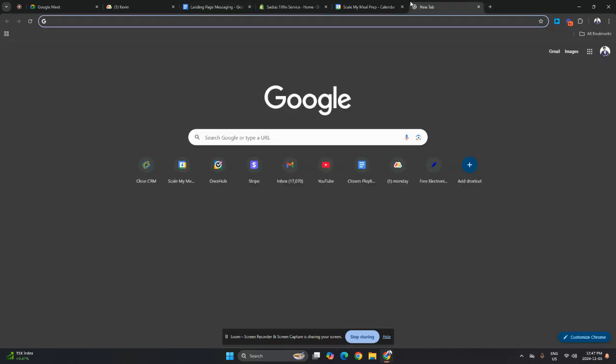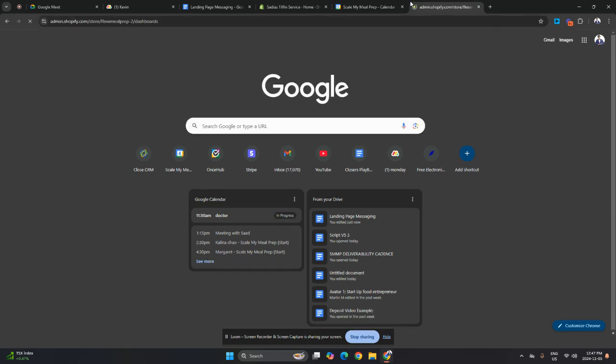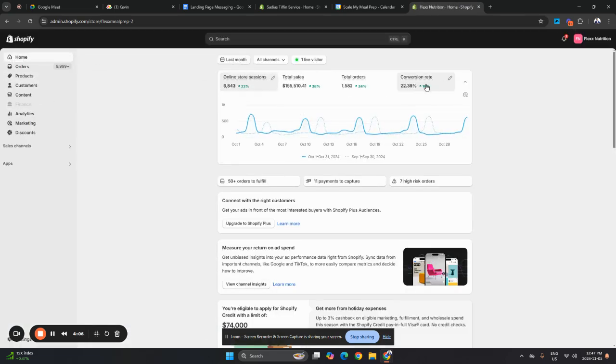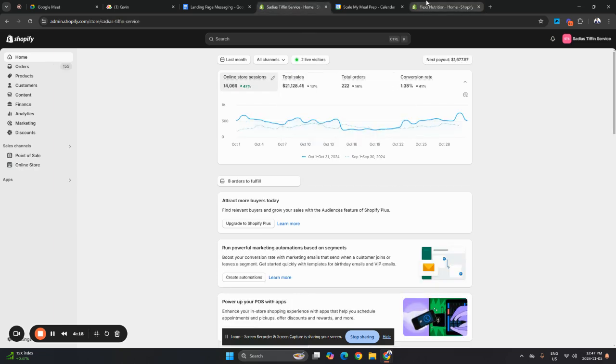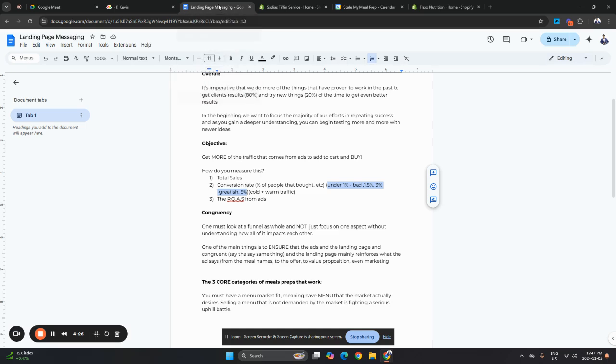But we also have clients with really high conversion rates because most of their traffic is coming from warm. This last month they did a 22% conversion rate. They only had 6,800 visitors and they got 1,500 orders. One might think, wow, this brand is so much better than the other brand, but they've been around for 8 years and they're getting a lot of warm traffic. So it's really important to look at it from a bird's eye view to see how well you're doing.